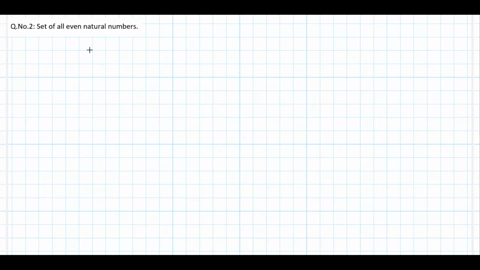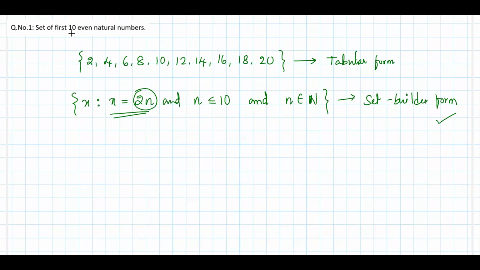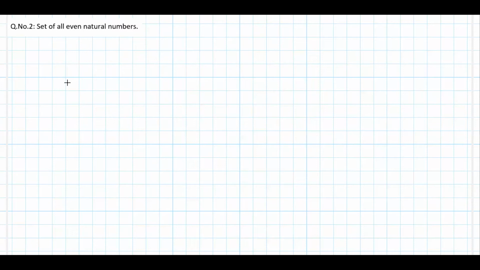Now, another example. Set of all even natural numbers. All right. So what is the difference between the previous question and this question? In the previous question, we are saying the first 10 even natural numbers. But in question number 2, they are saying all even natural numbers. So infinitely many elements in the set. So how do we write this? These are the elements: 2, 4, 6, 8, 10, 12, and keep going. There is no restriction. In the previous question, the last element was 20, but here it's infinitely many. The last element is unknown, right? So this is the tabular form here.